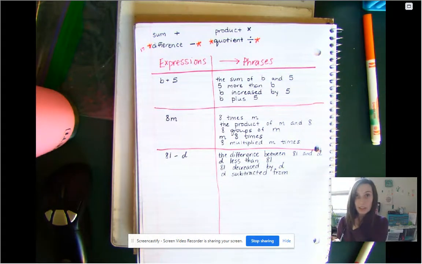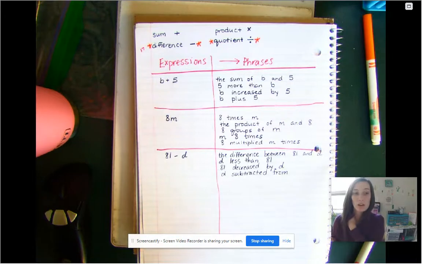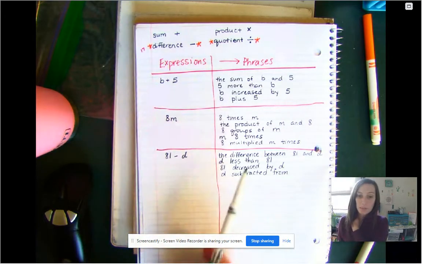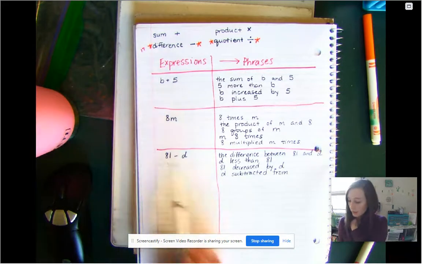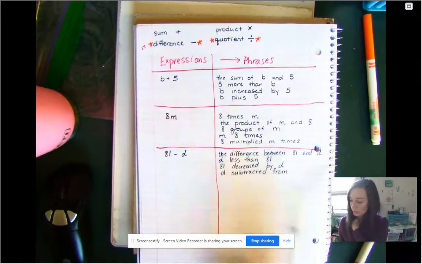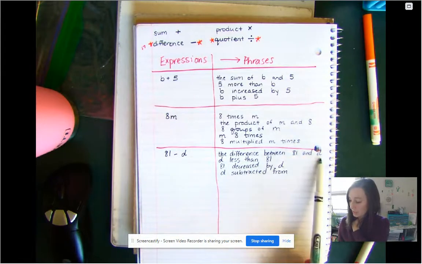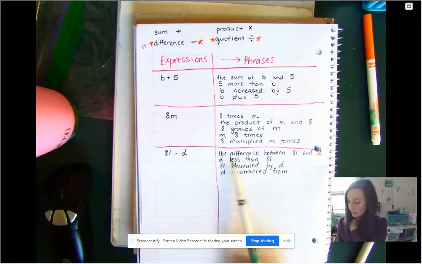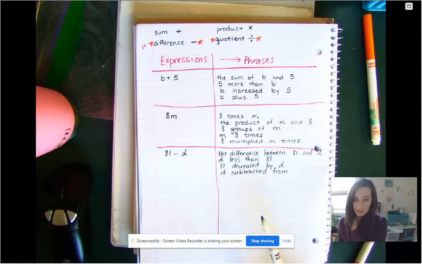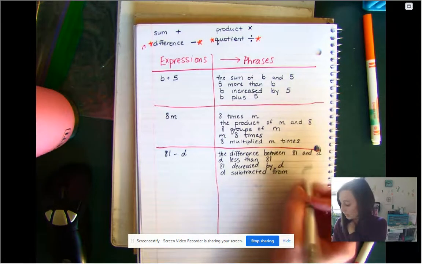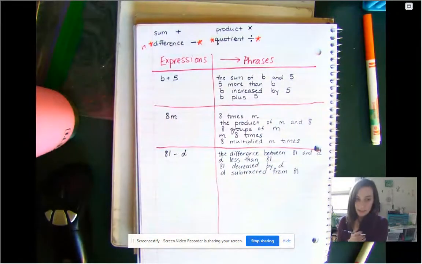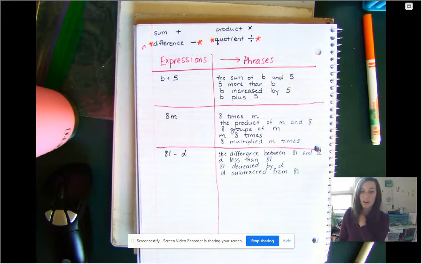But subtraction and division are particularly places where, remember in the last video where I told you that a strategy I use is I pick a random number to stick in there. So let's say I stick 5 in for d. I want to make sure that with all of these, I'm still going to get the same answer. 81 minus 5 is 76. So is it true that the difference between 81 and d is 76? Yes. Is 5 less than 81 76? Yes. Is 81 decreased by 5 76? Yes. Is 5 subtracted from 81 76? Yes. So again, this is where it's important to do that.